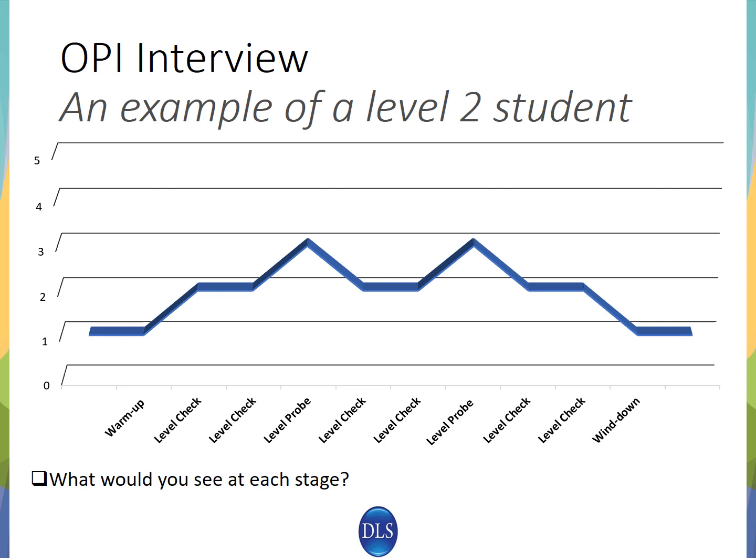In the diagram, assuming the student was not able to fully perform the level 3 task, the testers would return to a level 2 and do 2 more level 2 checks. Next is another level probe, and if the student again did not perform fully the level 3 task, the testers will return to level 2 checks and finish with an easier wind down.